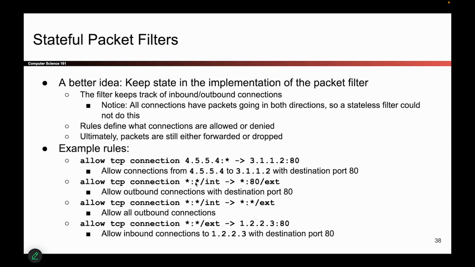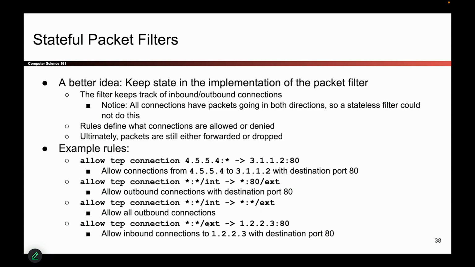So the star here is like a wildcard. It represents any IP address, any port inside. And here, this is any IP address, only port 80 on the outside. Now, maybe you want to allow all outbound connections, like we did earlier. In that case, you might say, I'm going to allow everybody on the inside to talk to everybody on the outside. Once again, wildcard for any IP, any port, INT for internal, and any IP, any port, anybody on the outside, EXT for external. It's kind of syntax heavy, but that's what this line means.